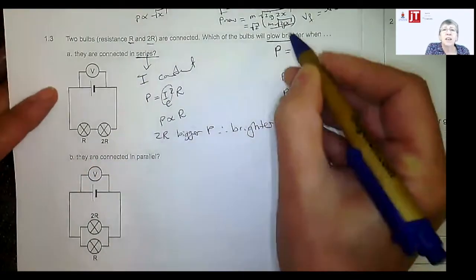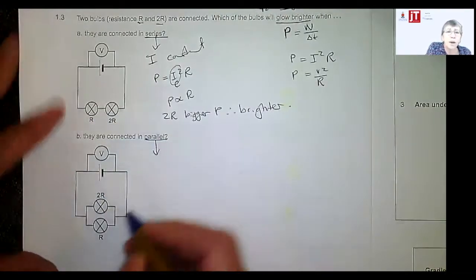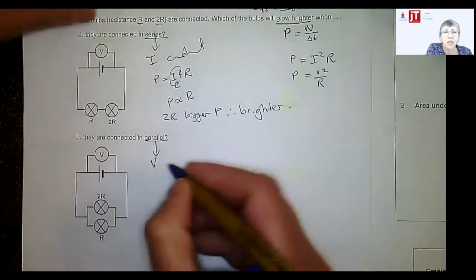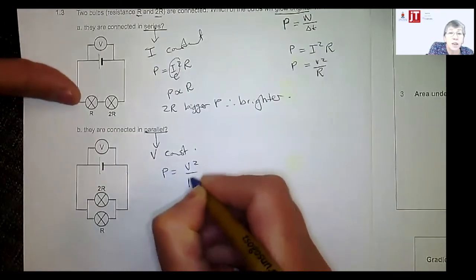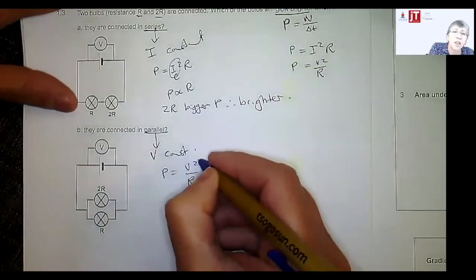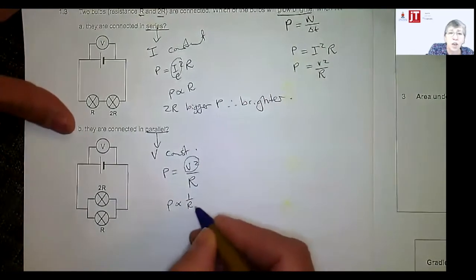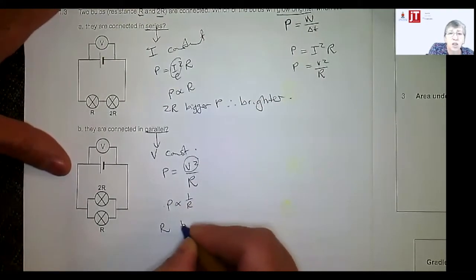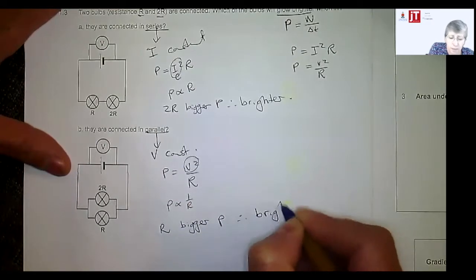Right. But if they ask me which bulb will go brighter when they are in parallel, what do you know about parallel? What is the same for these two? The voltage, right? The potential difference is now the constant. So now I am working with P equals V squared over R, because everything that I don't want to consider must be constant. So if that is constant, then it means P is inversely proportional to R. So the smaller R will be the one with the bigger power. So now R has got the bigger power, and therefore it will be brighter.